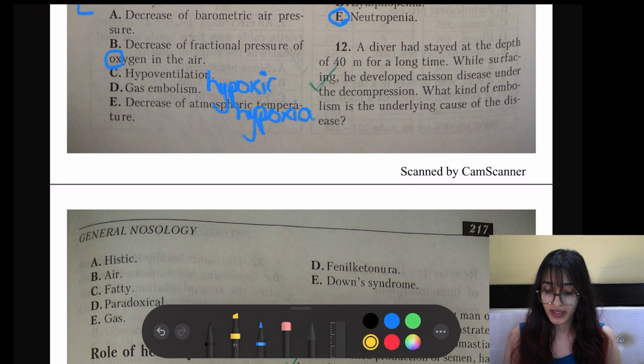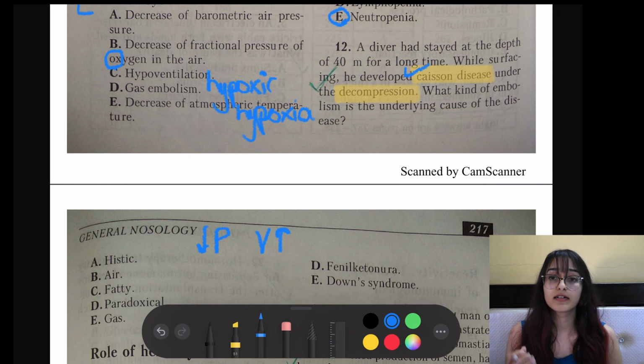Last question for today. A diver had stayed at depth of 40 meters for a long time. While surfacing, he developed Caisson disease under the decompression. So what kind of embolism is the underlying cause? Anyways, as I told you, when a diver suddenly rises or ascends, that leads to the decompression syndrome, also known as Caisson's disease. And when the pressure suddenly decreases, the volume increases, the gases expand, and the bubbles of these gases are formed, and that can lead to gas embolism. So here the answer will be gas.